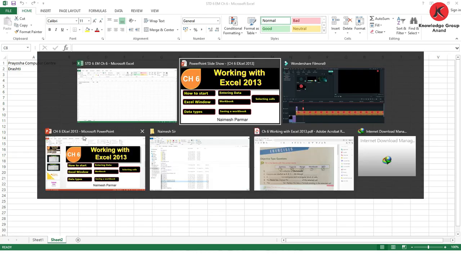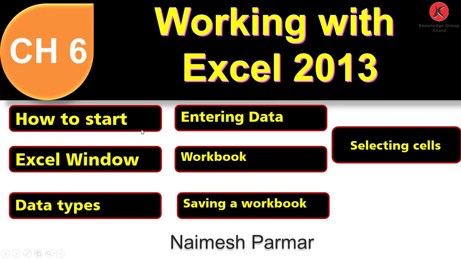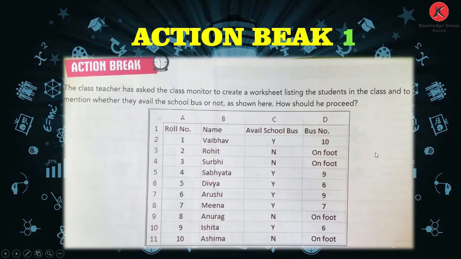Now we are moving on. We already learned how to start the Excel window. We already learned what the parts of the Excel window are. We also know three types of data: number, text and formulas. And how to enter the data we already learned, and how to select the data. Now we are going to move to the first action break. In this we have to type roll number, name, available school bus and bus number. There are four columns, so we are going to open Excel.